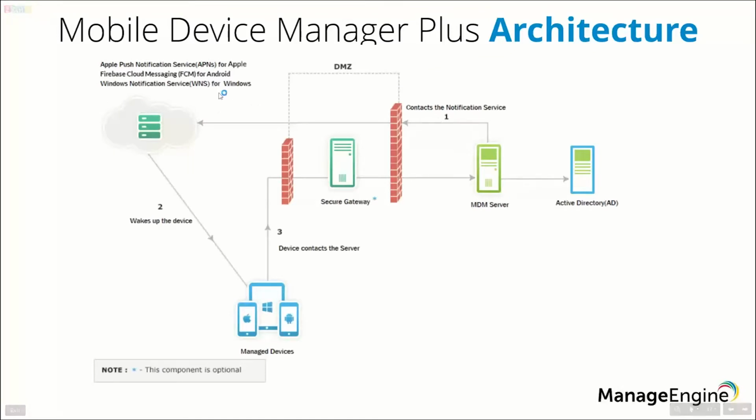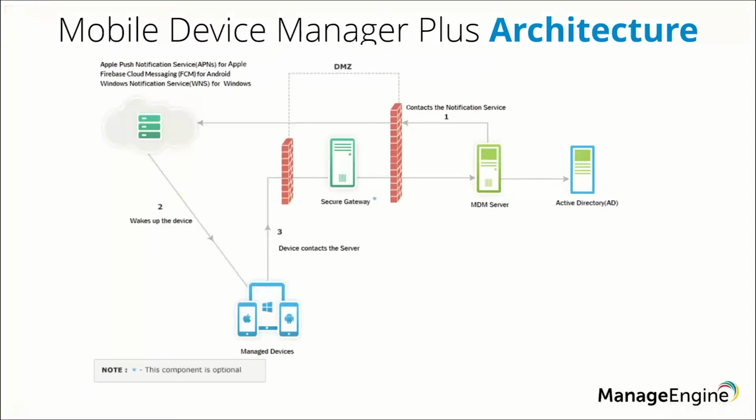In case it is a Windows laptop, the Windows notification service will receive the command from the server, and using the device UDID or the serial number, it will wake up the end device, which in turn will then contact the server to process the command. When it contacts the server, it knows it has to perform a location tracking command. So it will fetch those details and send them back to the server, and as an admin, I'll be able to see that in the console, in the product UI. So that's how the communication flow will be.